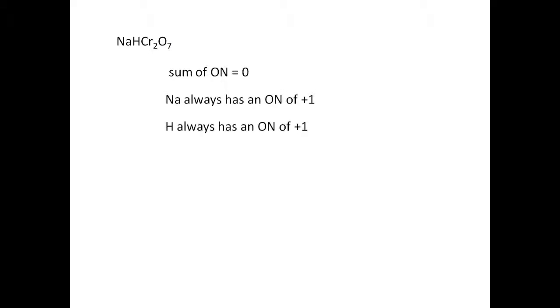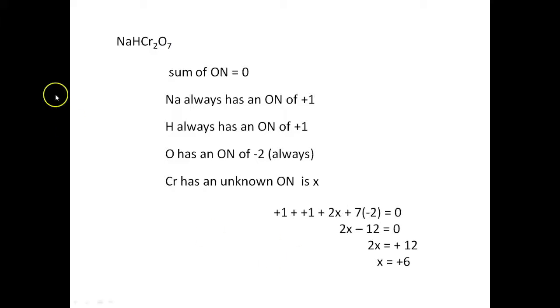Okay, one last example. Here we have a more complicated compound. But again, because there's no charge on this entity, the sum of our oxidation numbers is 0. Sodium being in group 1 is always +1. Hydrogen is always +1. Oxygen is always -2. We don't know what our chromium is yet, but we can do our equation.